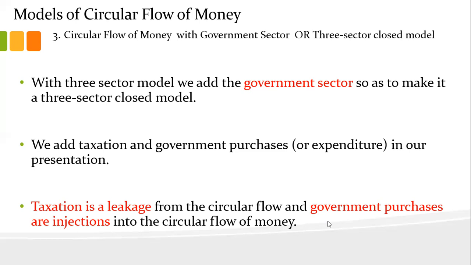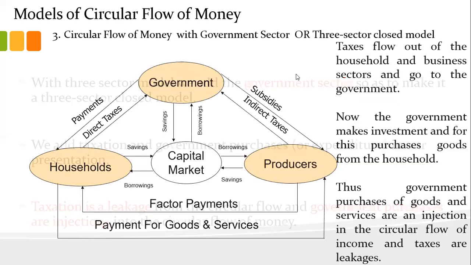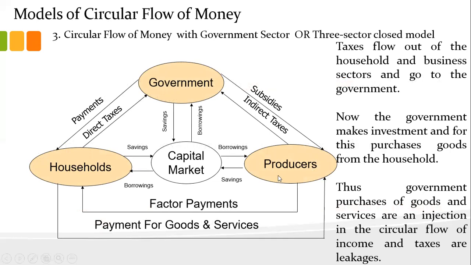And government purchase is termed as an injection, because if government is purchasing something, again the money is coming back to household sector as well as to the producers. Now how this happens we will learn. Let's go to the next slide and see with the help of the model how the money circulates among these three sectors. Here in this picture we have government sector, household sector and producers, and they all are doing some kind of saving also.